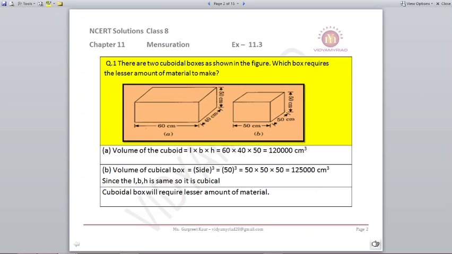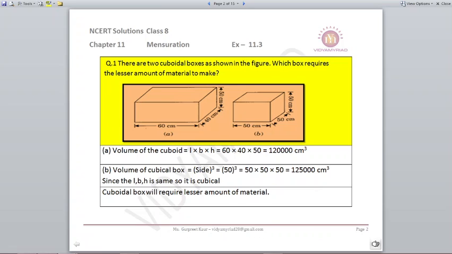Now let us consider figure A. You have the measurements 60, 40 and 50. That means it is in the form of a cuboid. So length into breadth into height, which is 60 into 40 into 50. That comes out to be 1,20,000 centimeters cube. Please remember, in area we put square units, in volume we put cubic units. Please do put the units.